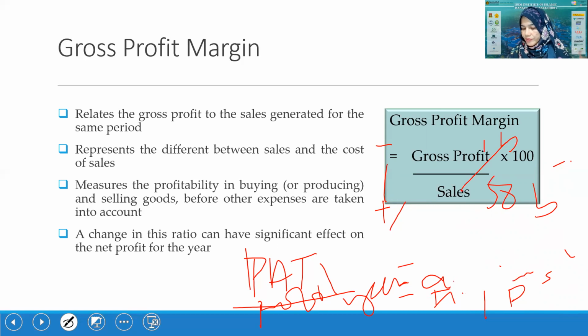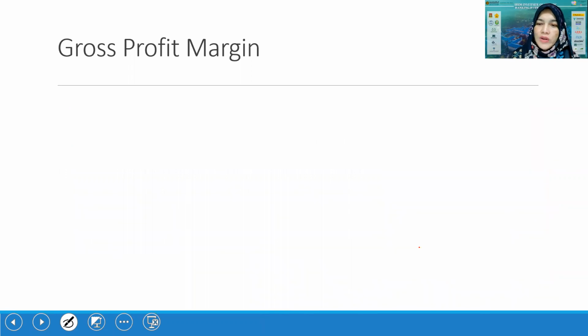1 over 50. The percentage is 2%. It's equal to 2%, so in percentage form. All right, let us continue. Any question on this? What it indicates is that from 50 billion sales, the profit is 1 billion.